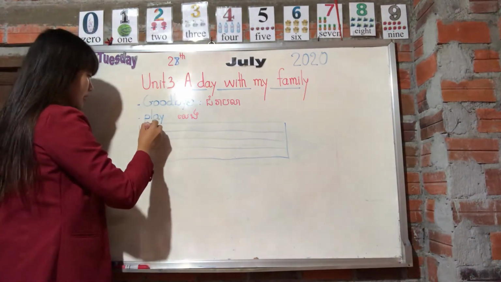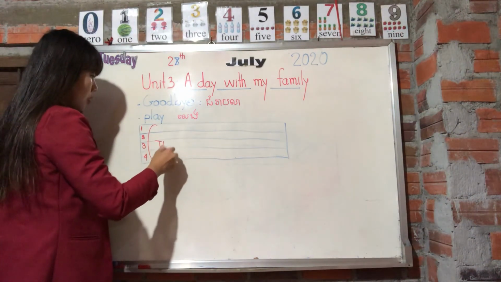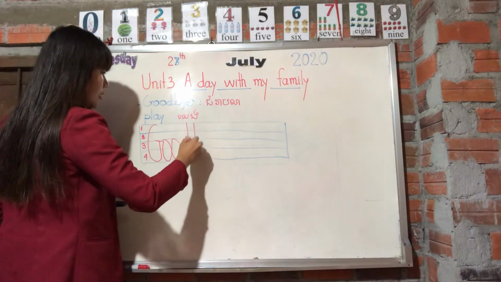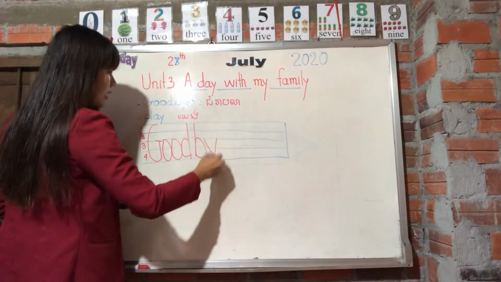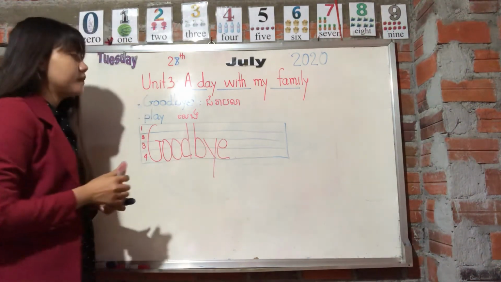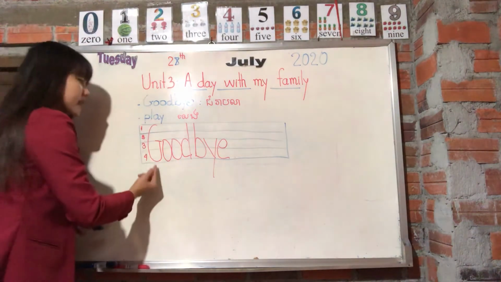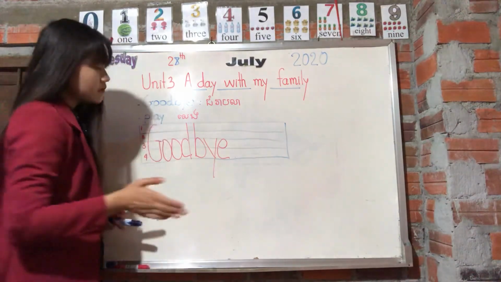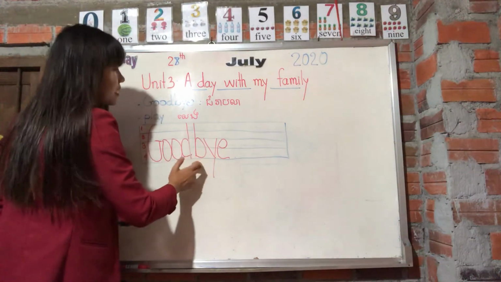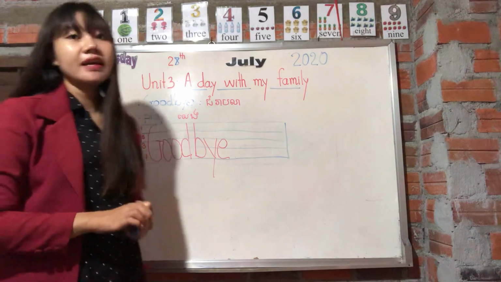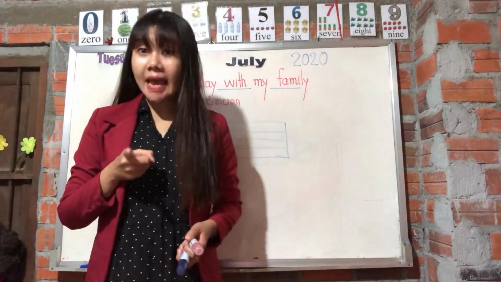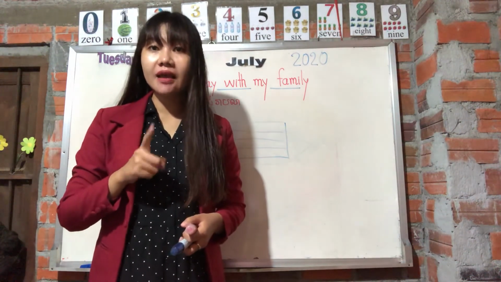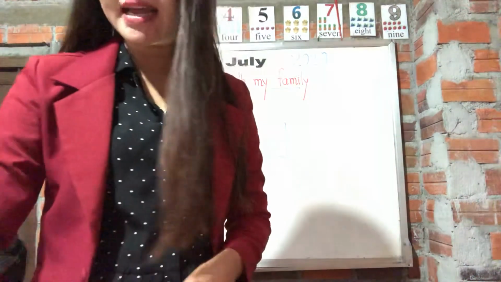Goodbye, spell. G-O-O-D-B-Y-E. Again, please, goodbye, spell. G-O-O-D-B-Y-E. One more time, please, goodbye, spell. G-O-O-D-B-Y-E. Good. Okay, class, and one more word. Play, spell. P-L-A-Y.